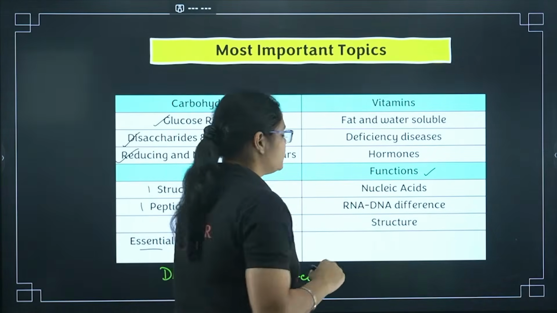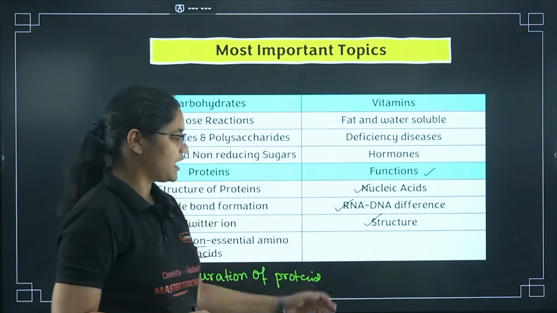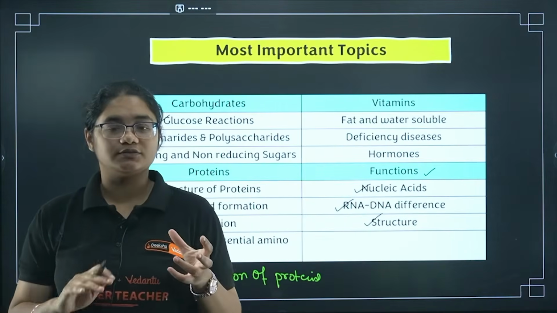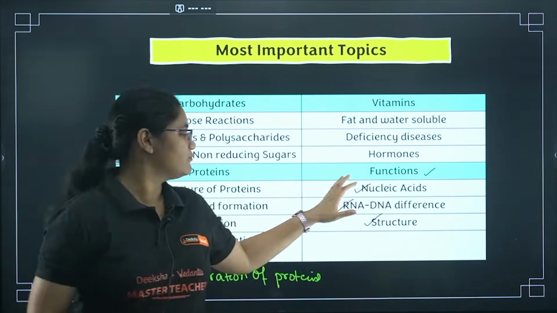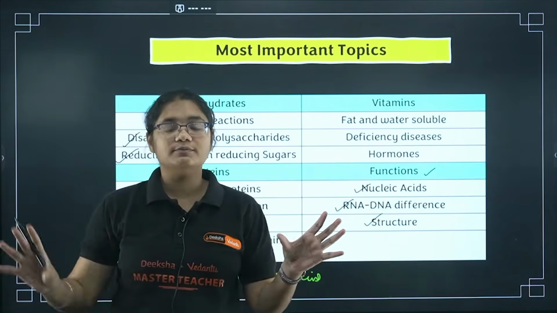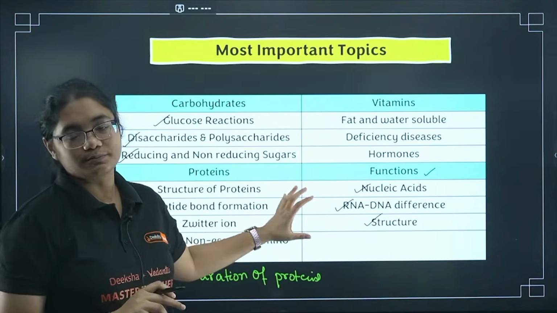Next we have nucleic acids, the RNA and DNA difference, and then you should know the structure. The difference in terms of the sugar that is used, the bases that are present, the strands they have, that is important. Then what is nucleic acid, what is nucleoside, what is nucleotide, how the composition happens, where the bond is joined. So you should be revising all these things.